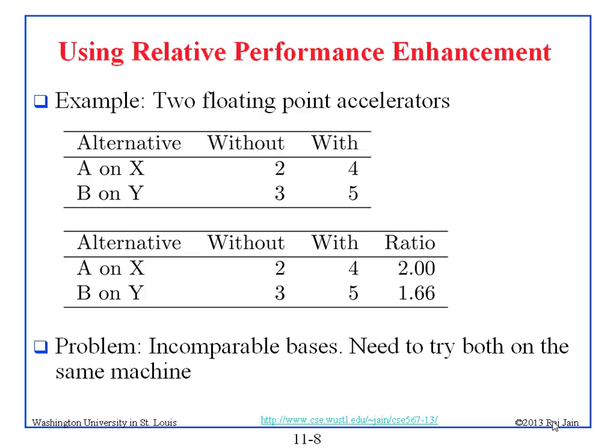Obviously, with this data, you would say A is better, right? But what is wrong with this data? The problem is that these ratios are not comparable. This is on X and this is on Y. The bases are different. The numbers that you are dividing by here, the denominators, are different, right? Because the machines are different to begin with. If the machines were the same, then at least the numbers would be comparable. But here we are just comparing ratios which are not comparable.